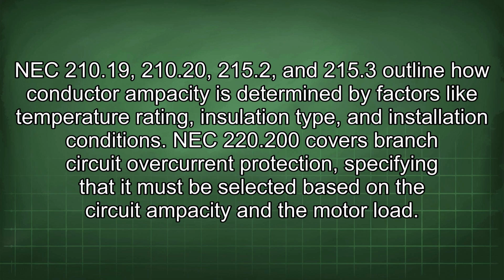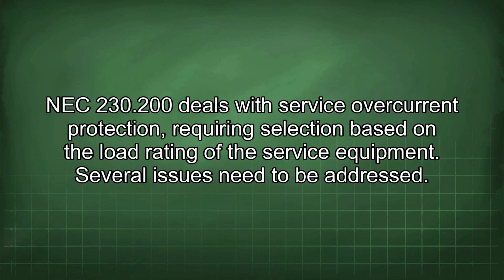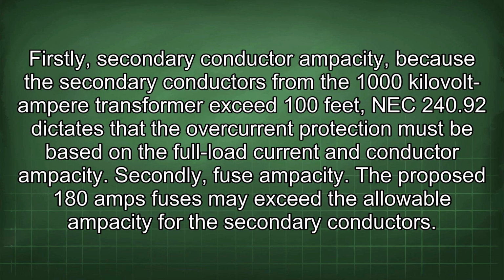and installation conditions. NEC 220.200 covers branch circuit overcurrent protection, specifying that it must be selected based on the circuit ampacity and the motor load. NEC 230.200 deals with service overcurrent protection, requiring selection based on the load rating of the service equipment. Several issues need to be addressed. Firstly, secondary conductor ampacity. Because the secondary conductors from the 1000 kVA transformer exceed 100 feet, NEC 240.92 dictates that the overcurrent protection must be based on the full load current and conductor ampacity.